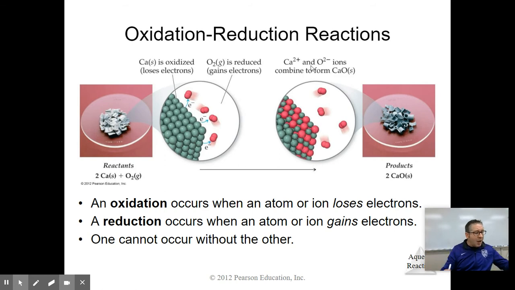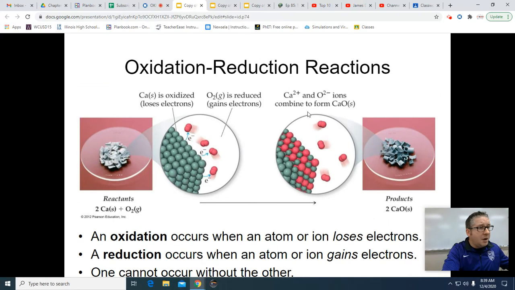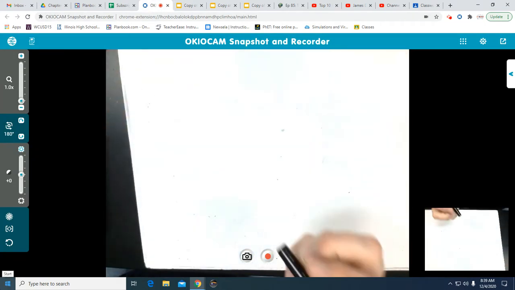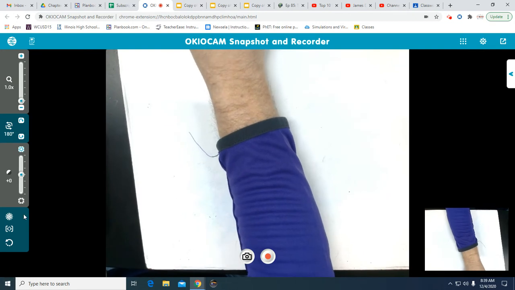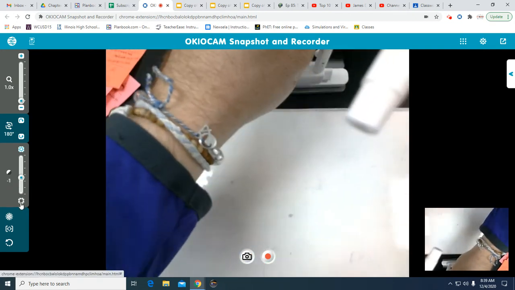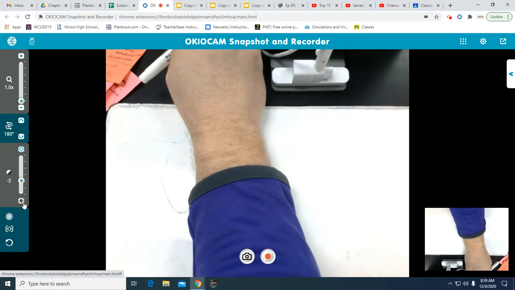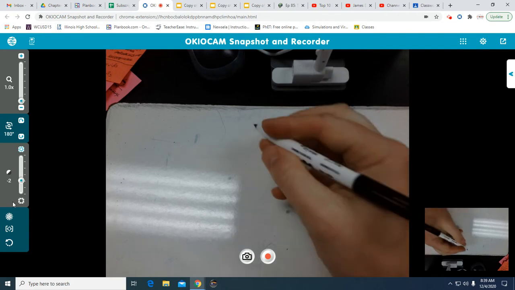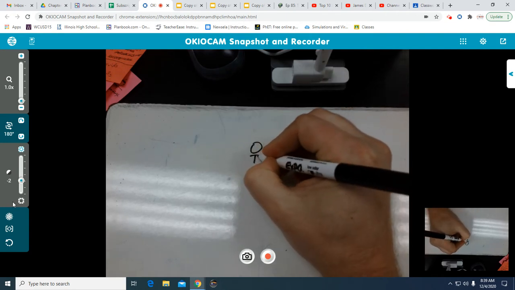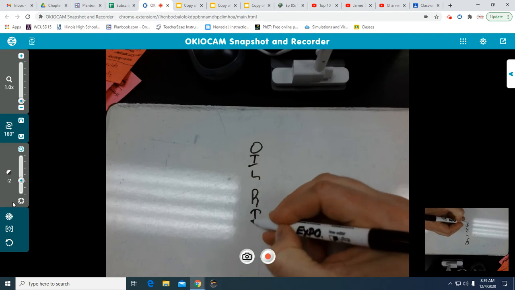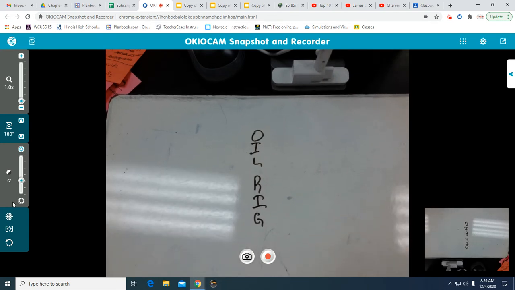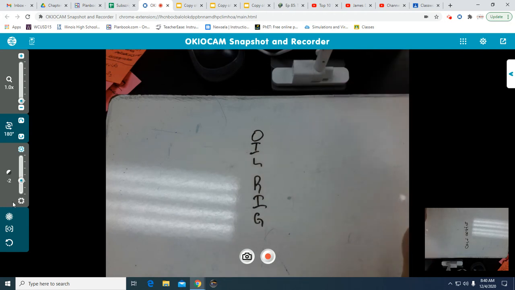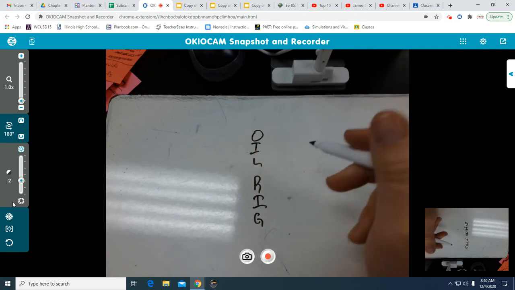Now, before we continue further, I want to show you a quick little mnemonic, a little saying. I want you to remember, and write right off to the side of your notes, this little saying: OIL RIG. I want you to write that down because there's another saying too, called Leo the Lion Goes Grr. I don't like that one. Too much going on. I like OIL RIG.